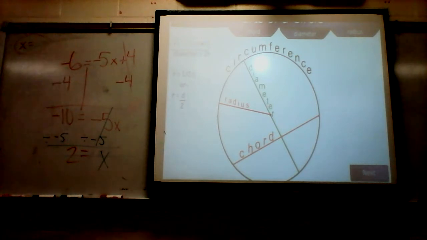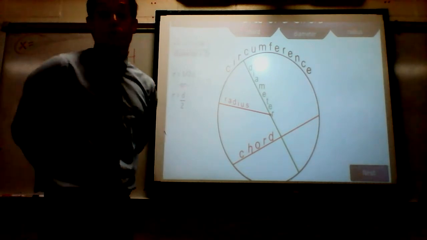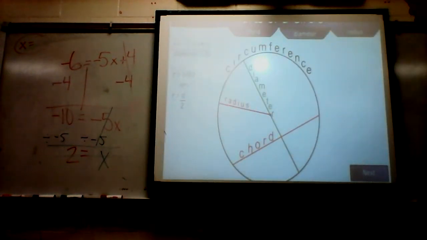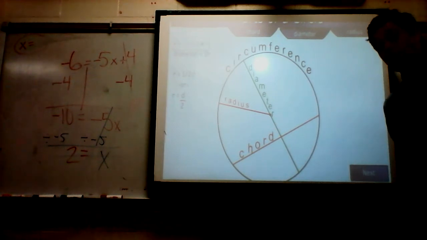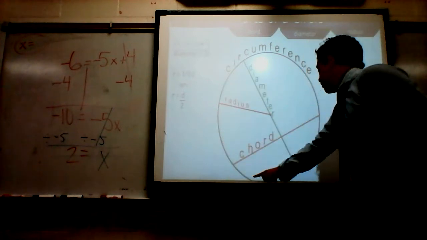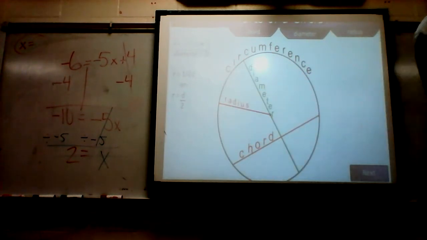So the diagram on the smartboard that you see is obviously a circle. On your graphic organizer, somewhere you should draw this circle, and we're going to label the appropriate parts. On a circle, the first important point you need to know is the word circumference. The circumference is like the perimeter of a circle.